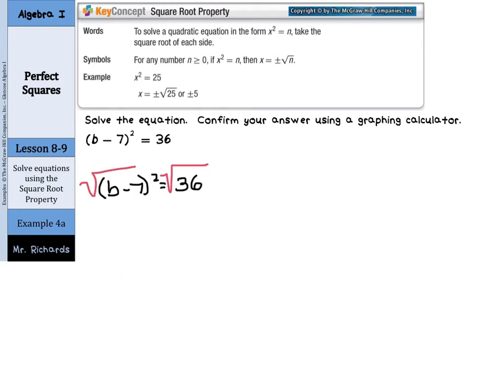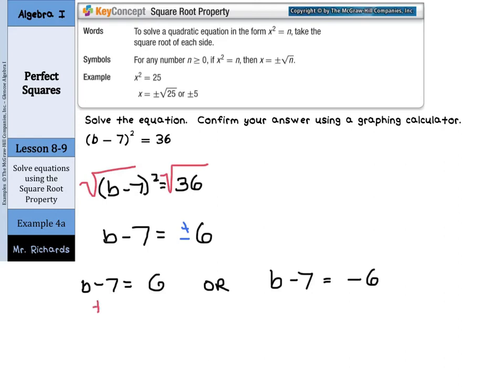So that leaves me now with b minus 7 equals plus or minus 6. Why plus or minus 6? Well, when you think about it, a positive 6 times a positive 6 is 36, as is a negative 6 times a negative 6. That also equals a positive 36. So you need to consider both cases here, that b minus 7 could equal a positive 6, or b minus 7 could equal a negative 6. You need to consider and solve for both.